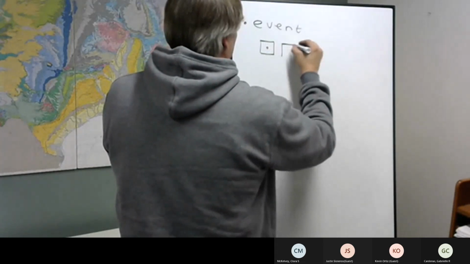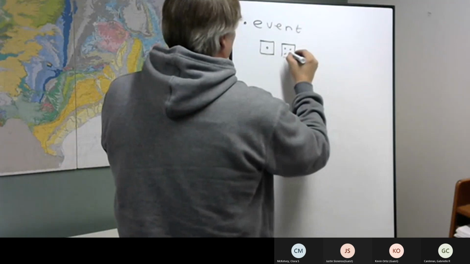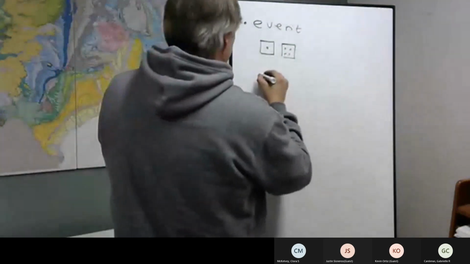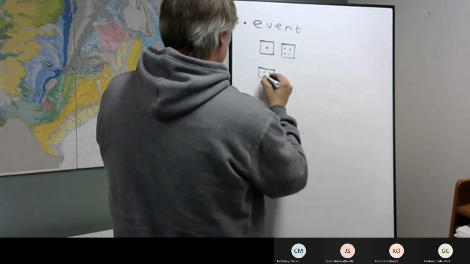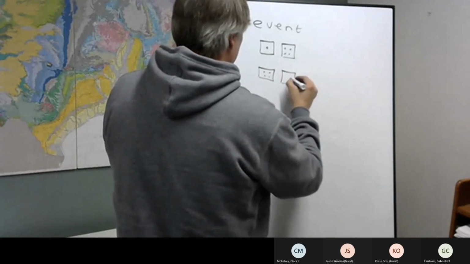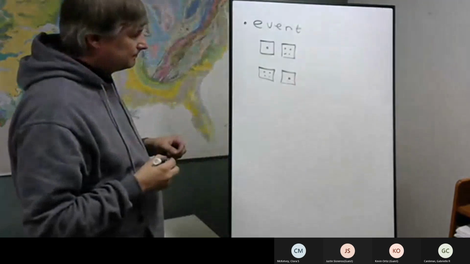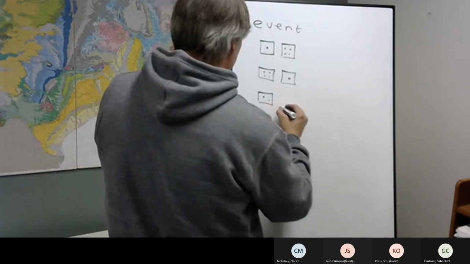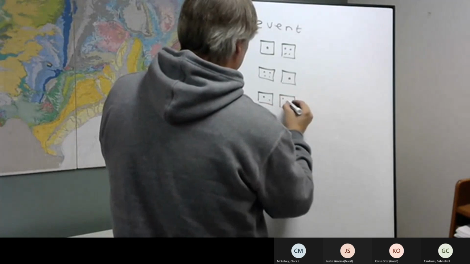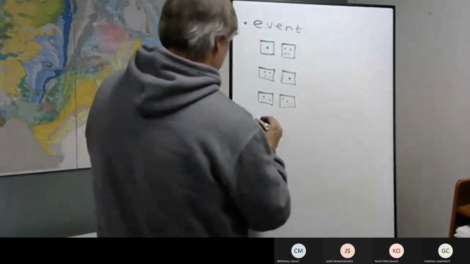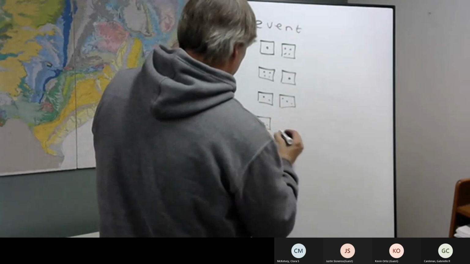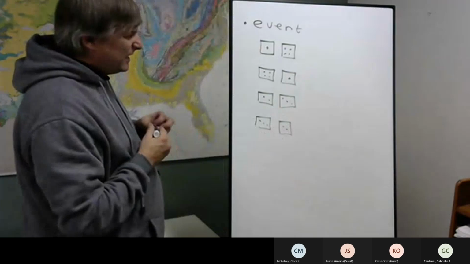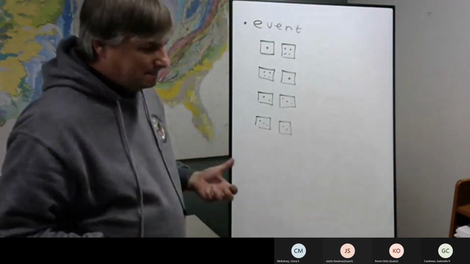So say you get a 1 and a 4. Well, that'll add up to 5. Remember, that's our event. Or we could get a 4 and a 1. Or we get a 2 and a 3. Or a 3 and a 2. Now, are there any other ways to get a 5?